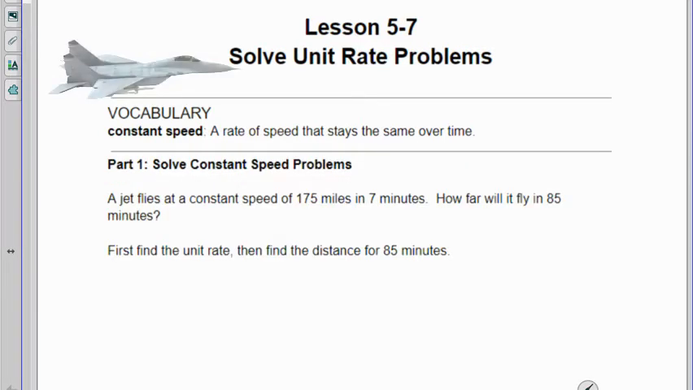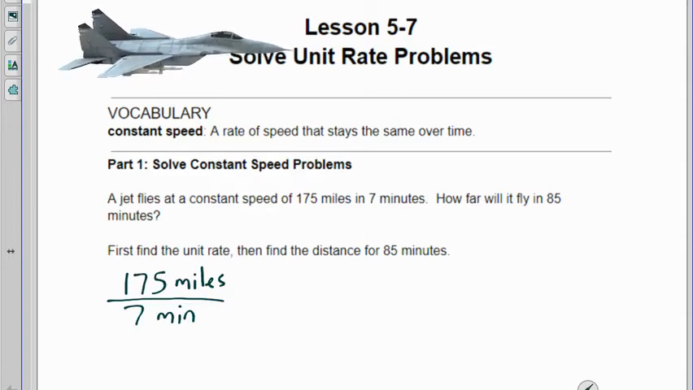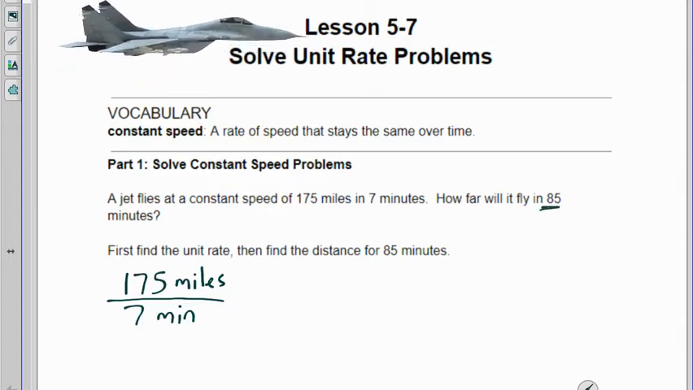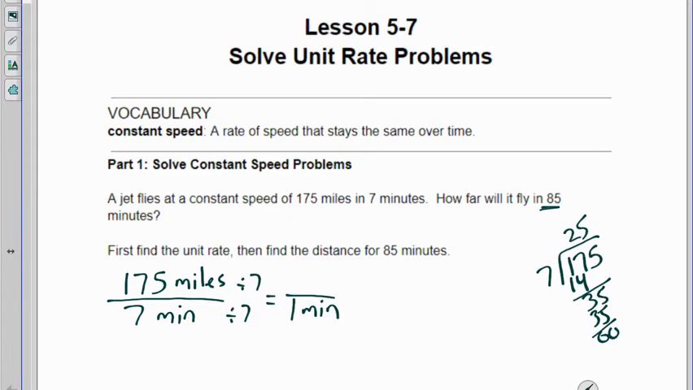So, a jet is flying at a constant speed of 175 miles in 7 minutes. We want to know how far it will go in 85 minutes. Well, 7 times no whole number equals 85. Maybe if we go to a unit rate first, we can get there. So let's do that. Let's divide top and bottom by 7 to get the number of miles per 1 minute. Coming over to the side and dividing that out, 175 divided by 7 is 25 miles per minute.